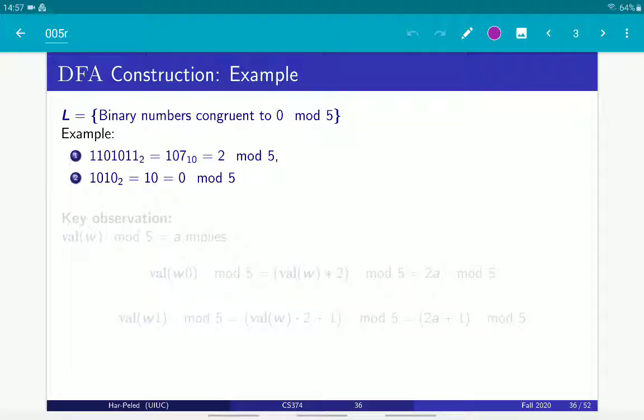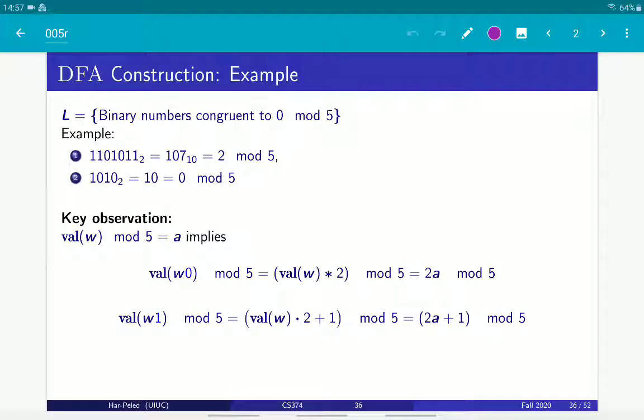Okay, let's see an even more clever example. Here we want all the binary numbers that modulo 5 are equal to 0. Now, a priori, it's not even clear how to do that. But the important thing to remember is that if we have a binary string representing a number and we add 0 to it, this is equivalent to multiplying it by 2. And we care about the modulo.